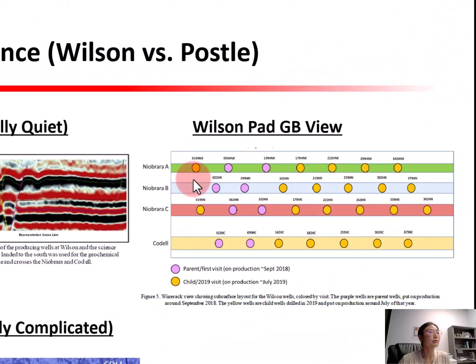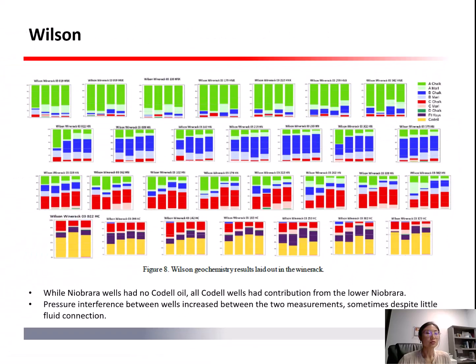Here's the gun barrel of the Wilson pad well placement. So there's 3 targets in the Niobrara. There are A, B, and C. There's also one target in the Codell. There's 9 parent wells that we have monitored, which are in those pink, and there's also 20 plus wells, which are the infill wells. The production allocation is reflected in this slide.